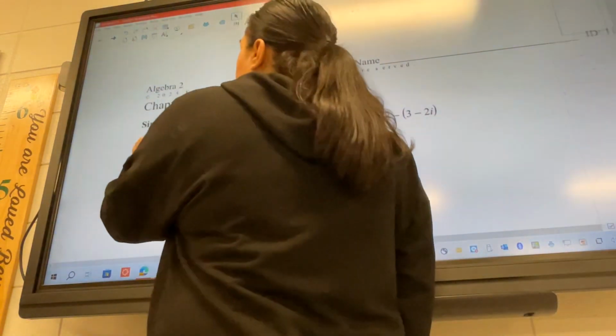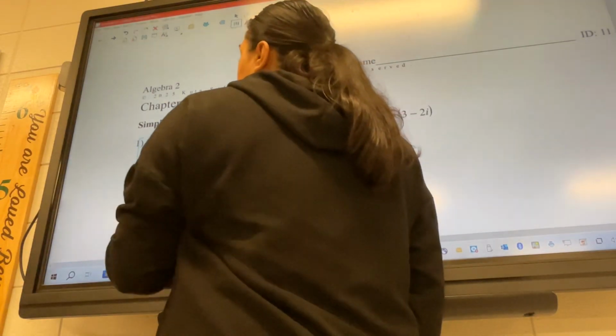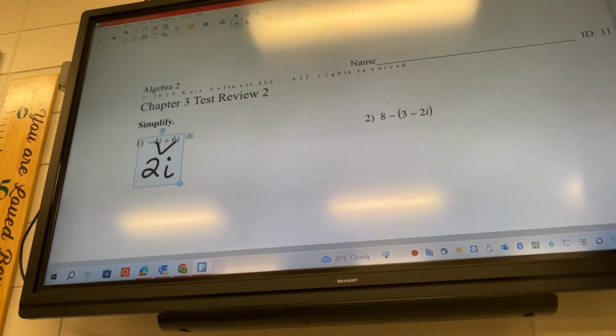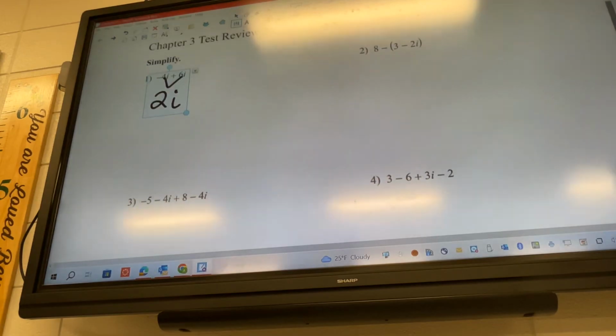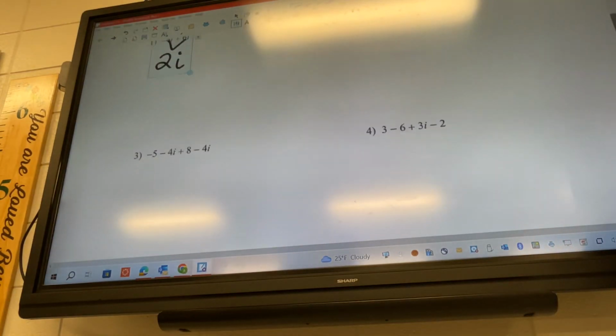So 6 and 4 is going to give you a positive 2, and we got one i, okay? So with the addition, we don't do i squared, i to the third, etc. The i's go with the i's, the numbers go with the numbers. It's the multiplication. So 1 through 4 is all addition. So look at number 3.